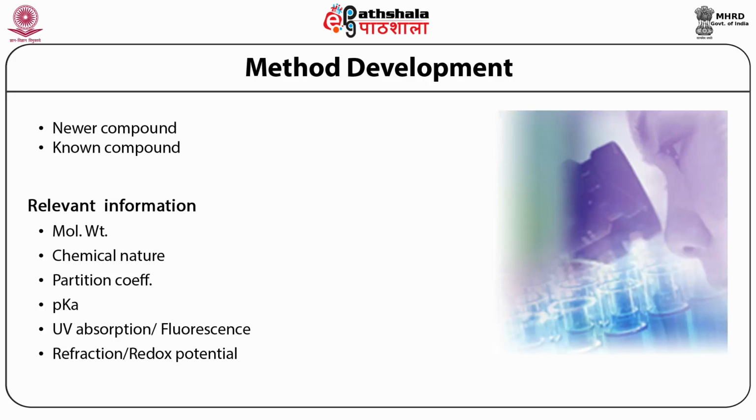Next, I may like to understand its UV absorption characteristics or fluorescence characteristics by using a spectrophotometer or a spectrofluorimeter. Or if it does not have either of these properties, I may look for electrochemical potential, or look for the refractive index, to use appropriate detectors. So this relevant information is very much essential before you touch the HPLC to go for method development.